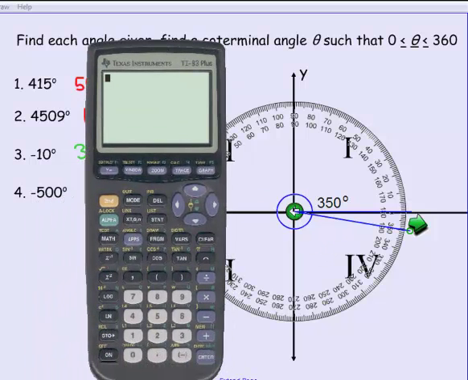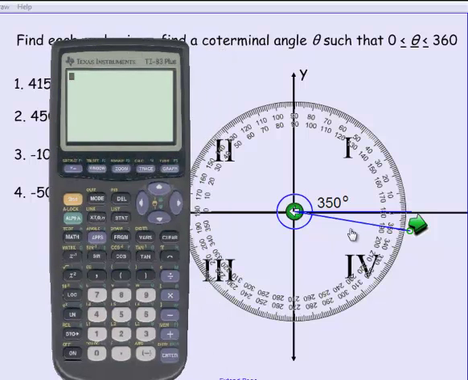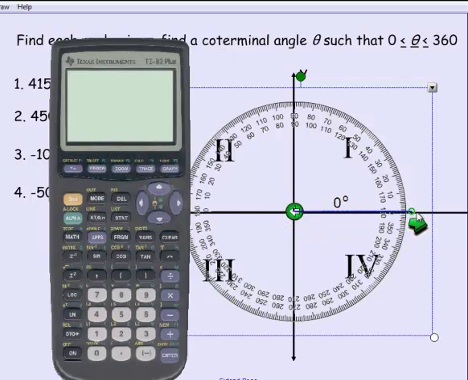Negative 500, last one, negative 500. So I want to go backwards 500 degrees. So that's 360, 360, 40 more brings me to 400. And I got to go 100 more. So I believe that's 220.